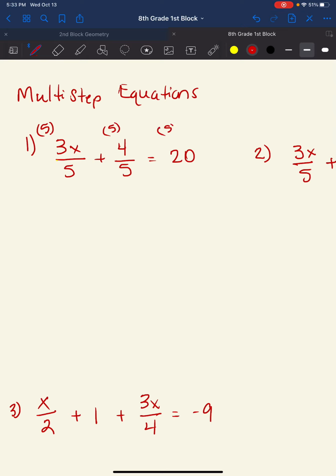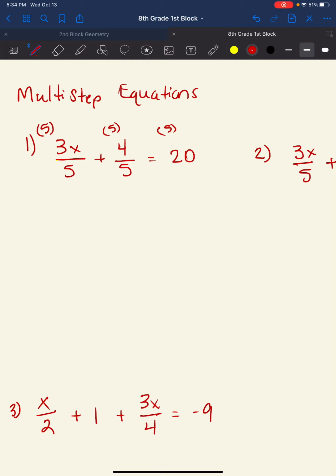Here's the thing about this: anytime you do this, you got to do it to both sides of the equal sign. It just so happens in this problem, though, that I have two different fractions on the left side. So I have to multiply that 5 by everything on the left side and also on the opposite side of the equal sign. So the easiest way to remember this is just multiply by that denominator to everything across the board, to all the terms there, okay?